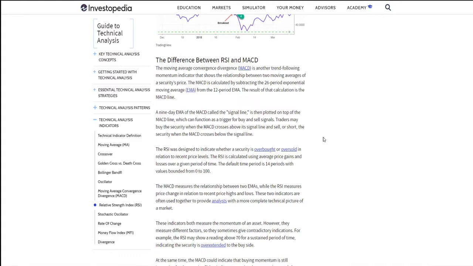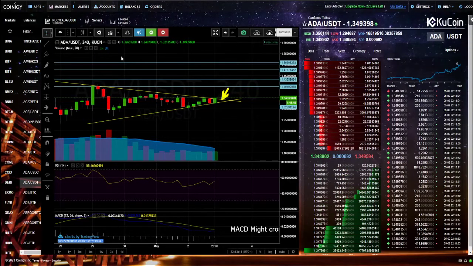The moving average convergence divergence, the MACD, is another trend following momentum indicator that shows the relationship between 2 moving averages of a security's price. The MACD is calculated by subtracting the 26-period exponential moving average from the 12-period EMA. So those are the 2 that we use, guys.